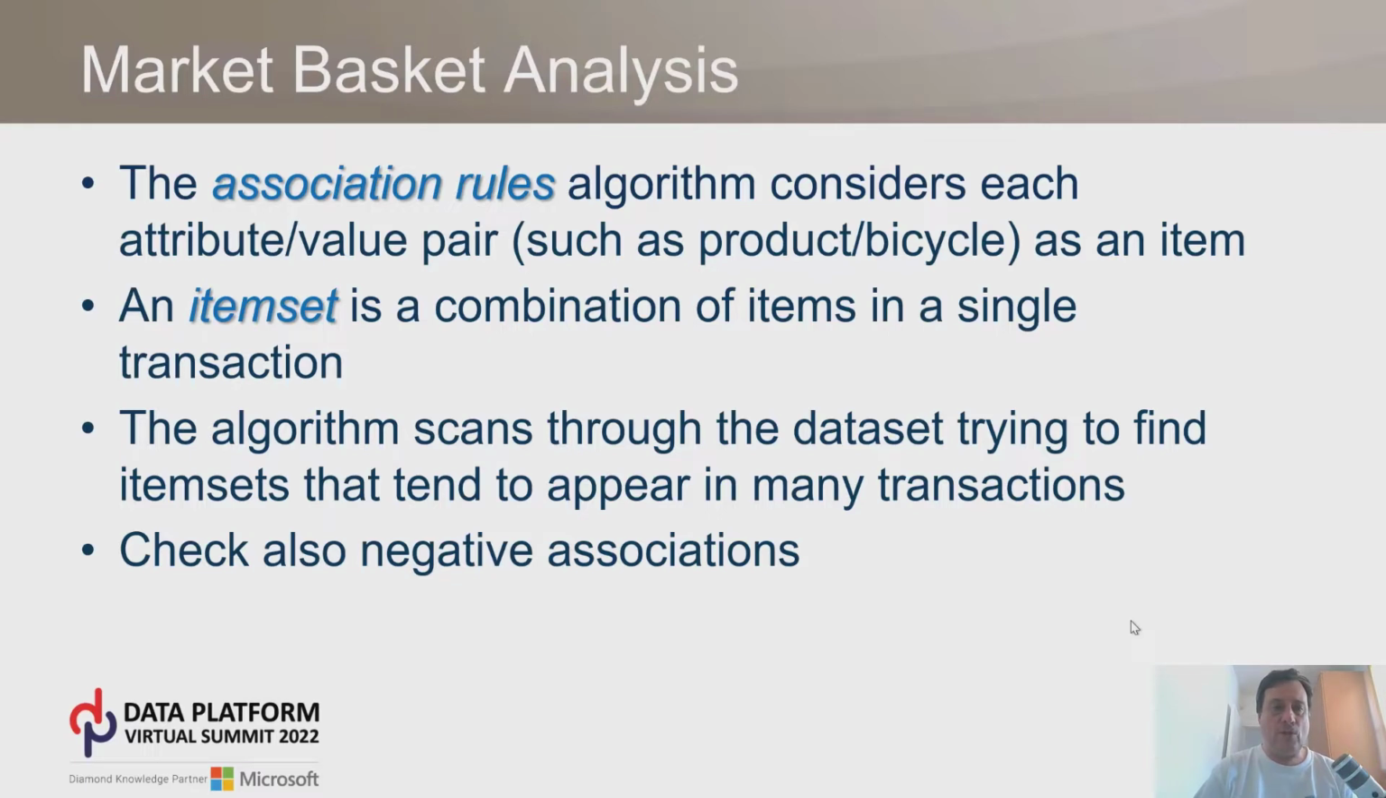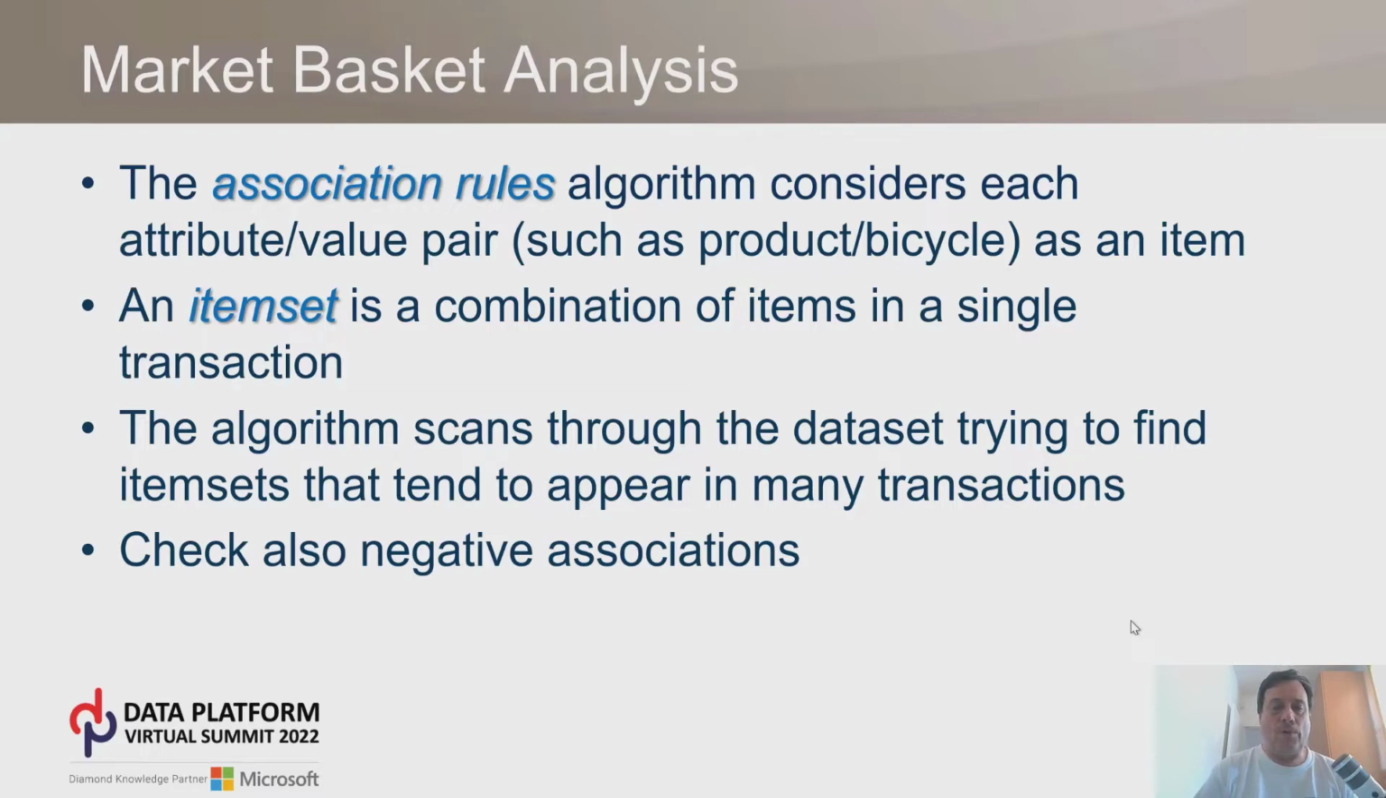Association rules is used for market basket analysis and is a typical undirected algorithm. There is no target variable, we are just searching for patterns and rules in our data. We have transactions and we have some products on these transactions. The association rules algorithm considers each attribute value pair, such as product bicycle, as an item. So any specific product is an item. An item set is a combination of 1, 2, 3 or more items that were purchased in a single transaction.